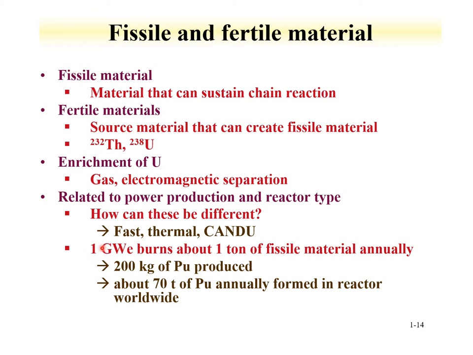And about 1 gigawatt electric burns about 1 ton of fissile material annually. And because of this, you can look at how much energy is produced worldwide. About 200 kilograms of plutonium is produced annually, and about 70 tons of plutonium are formed in a reactor worldwide. So this is about one reactor type, and this is how much is made worldwide.